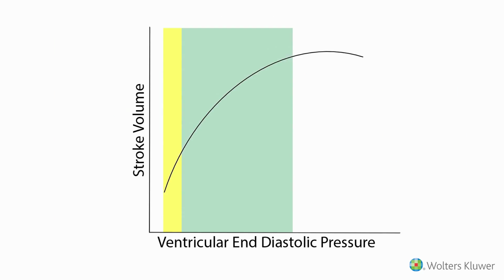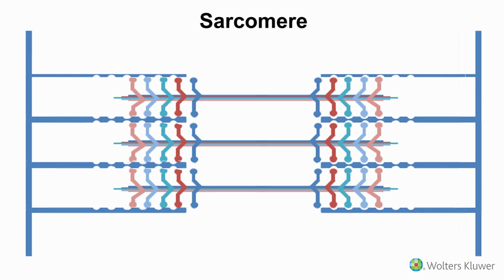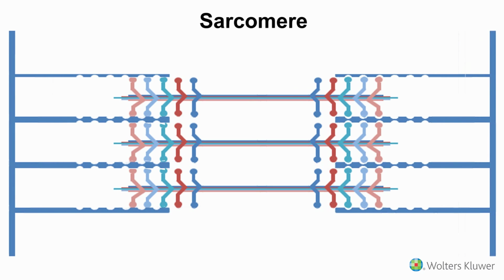In this part of the curve, which is where the left ventricle normally functions, the relationship between force production and end diastolic fiber stretch is near linear. As left ventricle end diastolic pressure increases further, the curve flattens out such that each incremental increase in left ventricular end diastolic pressure results in a reduced increase in stroke volume. This occurs due to loss of overlap between the actin and myosin filaments at high stretch states.